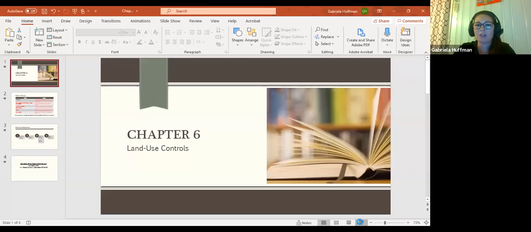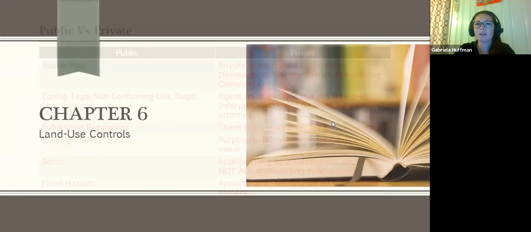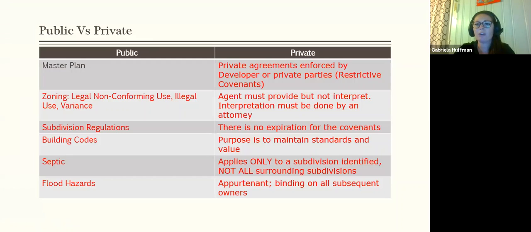We're going to start with Chapter 6. Chapter 6 is talking about land use controls. In Chapter 1, we briefly read that there are two types of land use controls, public and private. The majority of Chapter 6 is talking about public land use controls, and the very last page talks about private. So I made a summary chart of what you need to know.